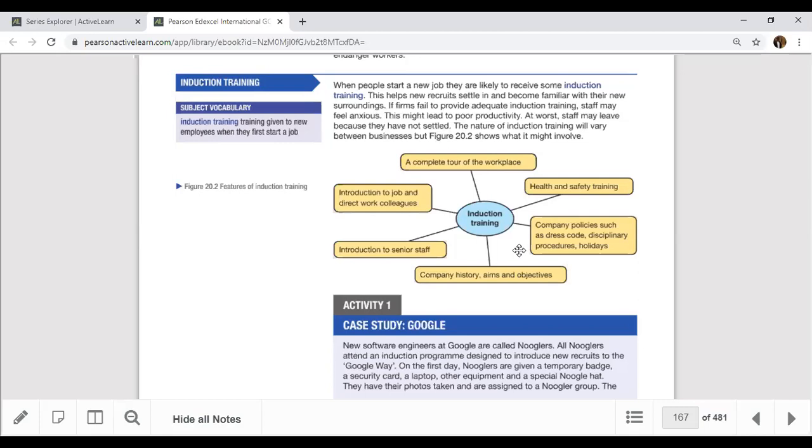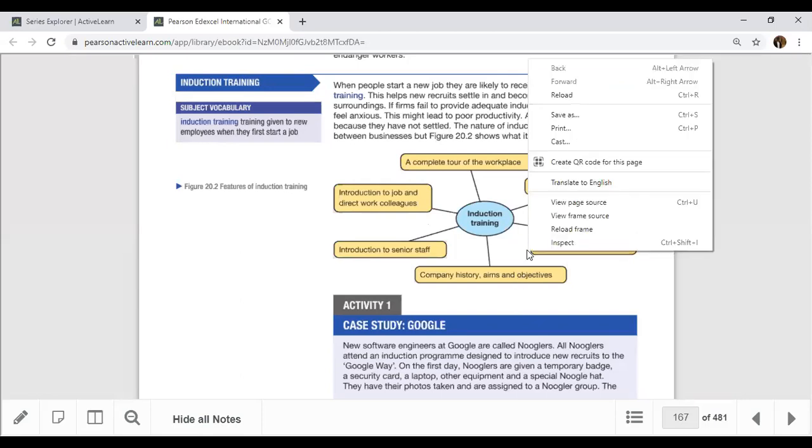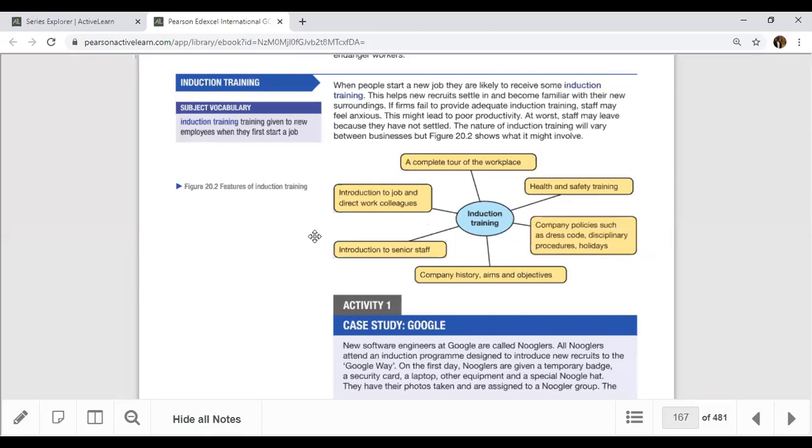Okay, so boys should wear a tie, or boys should wear a belt, and this color of shoe, these things, right? And also introduction to senior staff members is another thing. When you're working, you have to get familiarized with the senior staff room and the staff members in the organization. You must get familiarized with everyone. An introduction to the job and direct work colleagues. You have to be introduced to your direct work colleagues. That was another important thing, right? These things are really important for induction training.